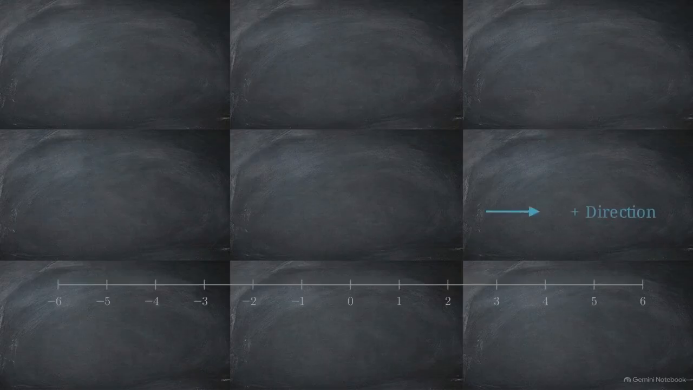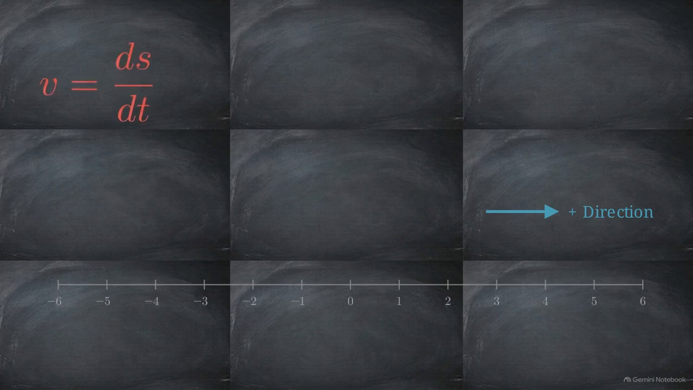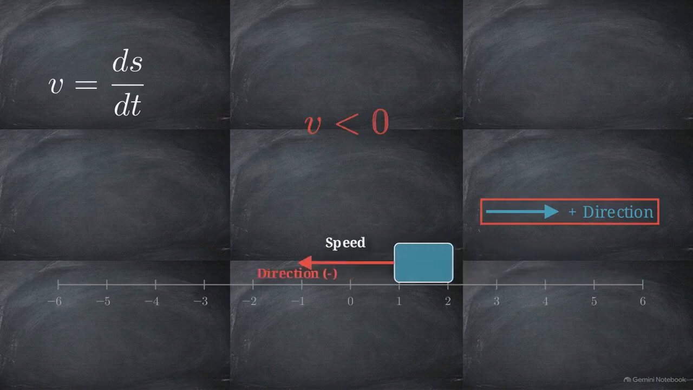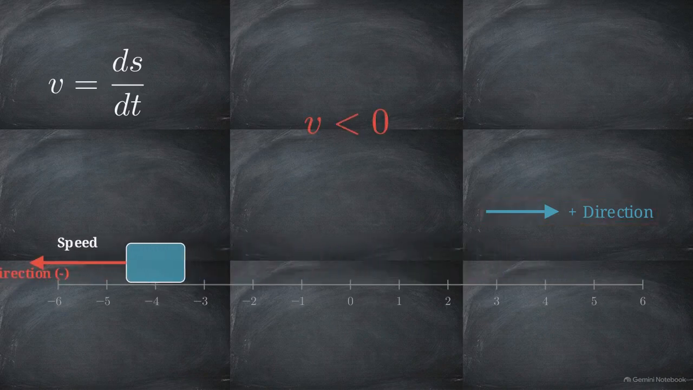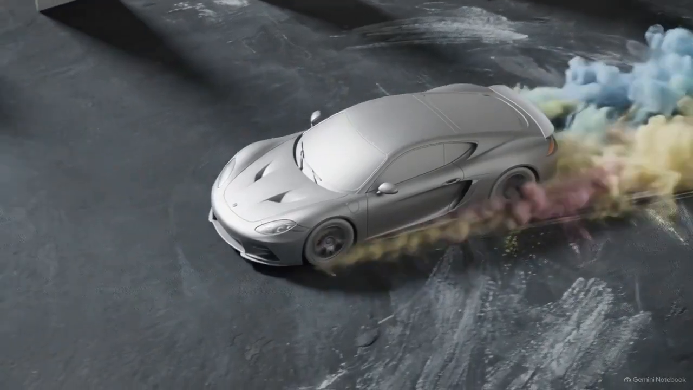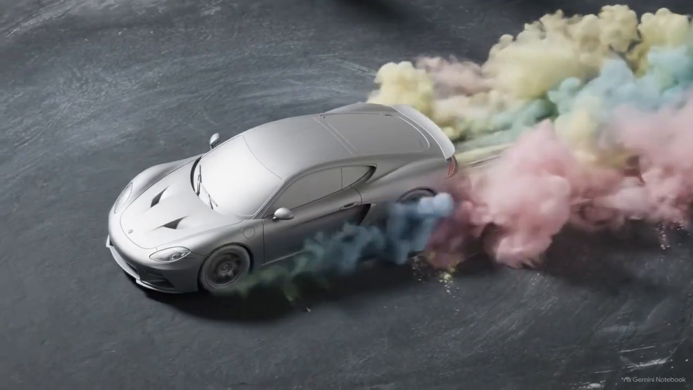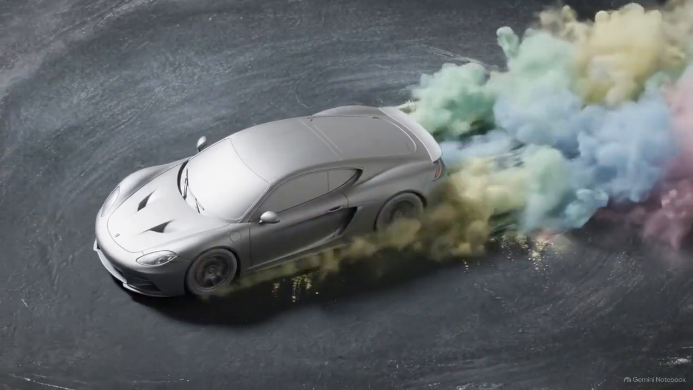Velocity is the rate position changes. Mathematically, it's the first derivative of position with respect to time. It contains magnitude, how fast, and a sign indicating direction. Moving against the chosen positive direction means a negative velocity. A negative velocity is not a deficit of speed. It is simply motion in the negative direction of our chosen coordinate system.